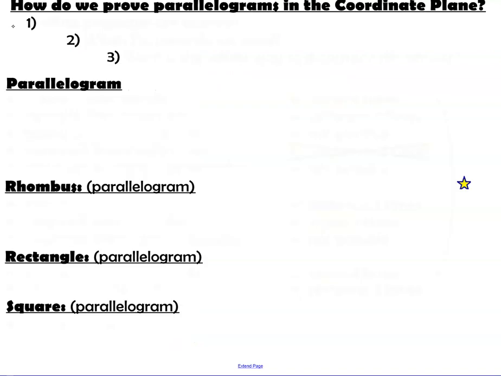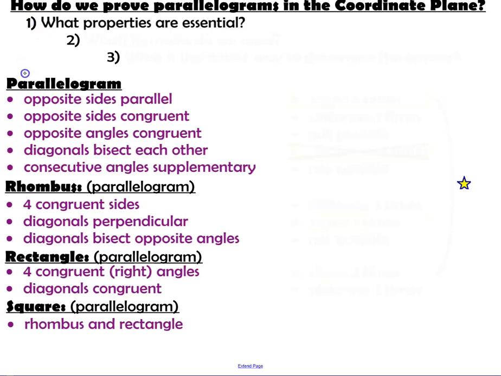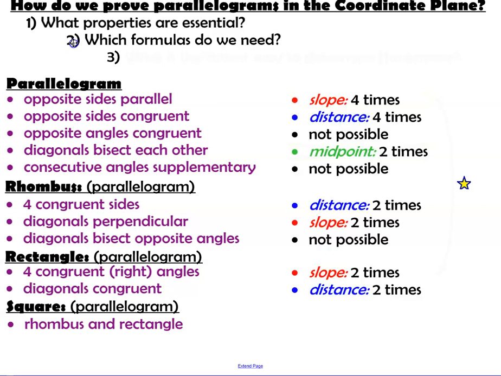How do we prove parallelograms in the coordinate plane? First we need to look at all of the properties that we know. These are the properties for a parallelogram, the extra special ones for a rhombus and rectangle, and then remember a square is a rhombus and rectangle together. Next we have to take a look at what formulas would give us each of these properties.